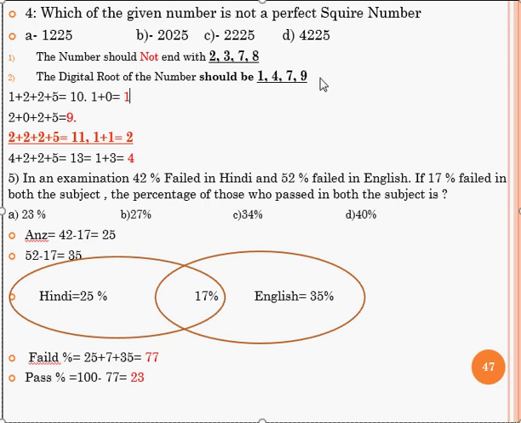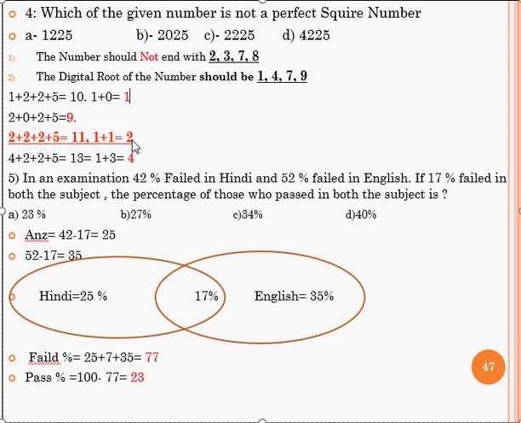Now we have to check whether C, 2225, is a perfect square or not. By looking at it, we might think it is a perfect square, but we have to check. First condition: the number should not end with 2, 3, 7 or 8, but it ends with 5, so the first condition is satisfied. The digital root is 2, but the digital root should be 1, 4, 7 or 9. So the second condition is not satisfied. So in this question, 2225 is not a perfect square. Our answer is C, 2225.